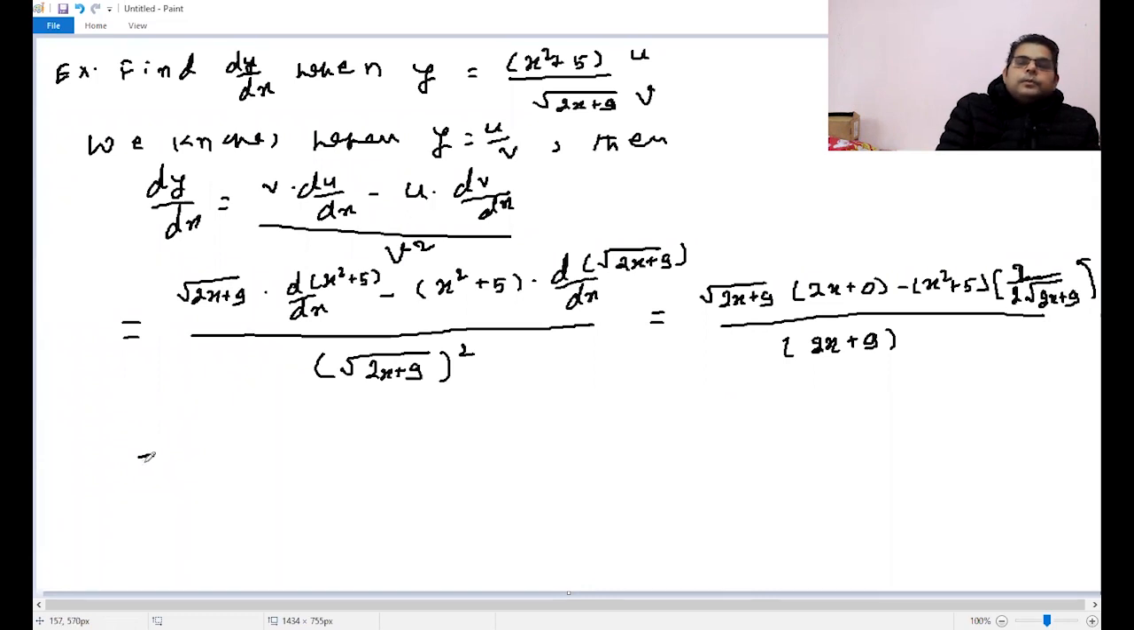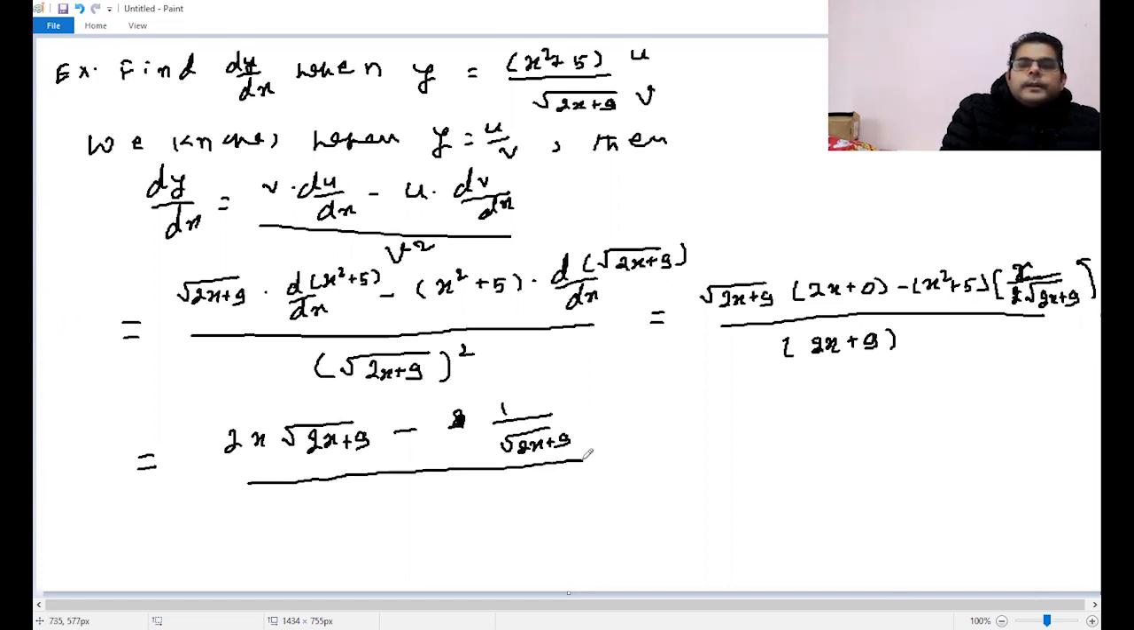And after that, what you can do is just solve it algebraically. So it's going to be 2x, and then times under the root, you have under the root 2x plus 9, and then minus, here we have to do a bit of work. So 2 and 2 cancel out, that means we have only 1 in the numerator. So this is 1 by under root of 2x plus 9, and the whole thing is going to be divided by 2x plus 9.